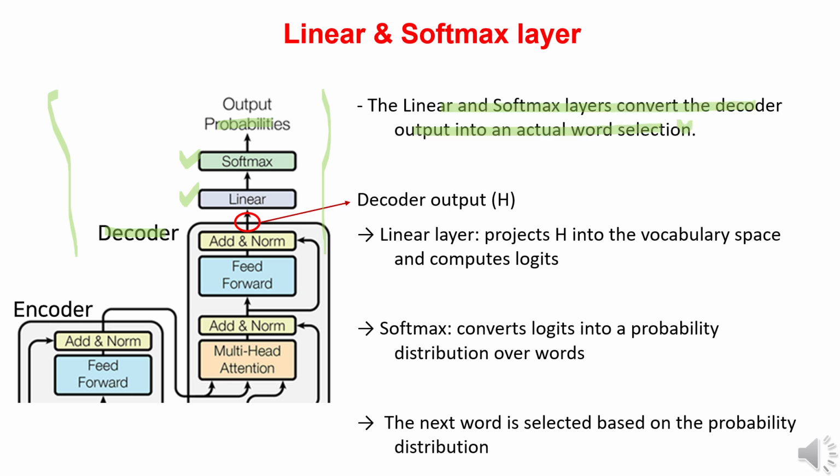First, the output vector is projected into the vocabulary space by the linear layer, where a score, called a logit, is computed for each word in the vocabulary. Then, the softmax function is applied to these logits to convert them into a probability distribution. And based on this distribution, the next word is ultimately selected.